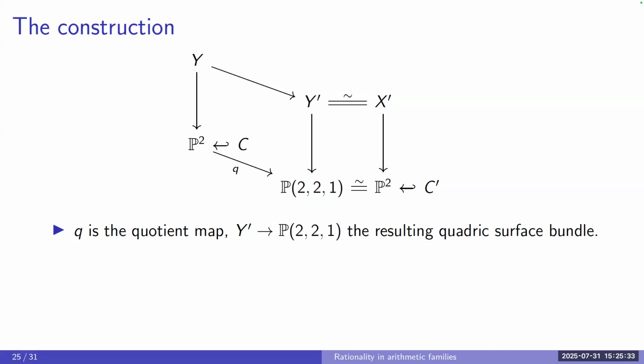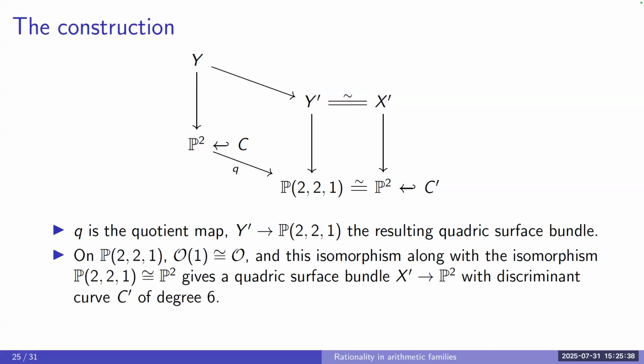And so I get this quadratic surface bundle over this weighted projective space. And then this weighted projective space is actually isomorphic to P2. Okay, as a coarse space. If you're worried about the stack structure, then they're not going to be the same stack, but just the underlying varieties, they're isomorphic. And this isomorphism basically is given by sending z to z squared and then dividing all of the weights by 2.